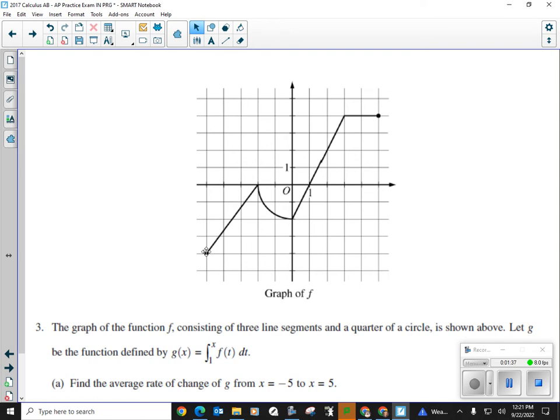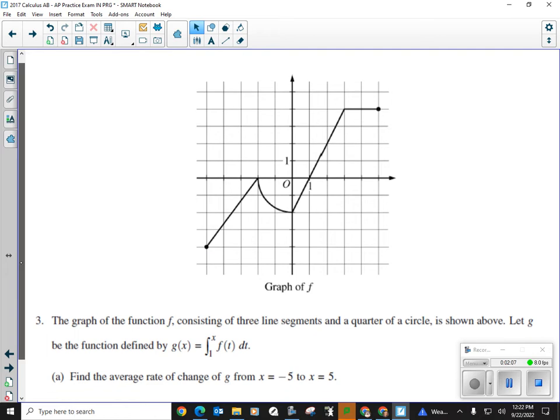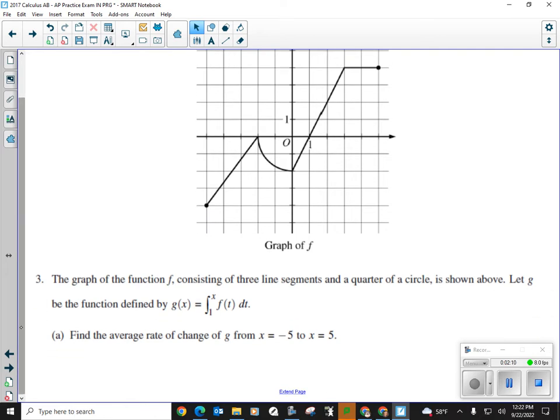Let g be the function where g of x equals the integral from 1 to x of f of t dt. Right away, I'm looking at that x as the upper bound, and I'm looking at the variable in my integrand, what I'm taking the integral of, and it's a t. At some point, I'm probably going to have to take the derivative of that integral and replace the t with an x. If we put a number in there, we're good. But let's see what happens.